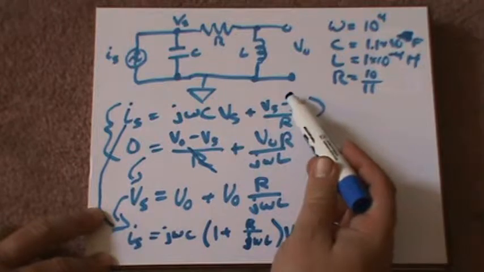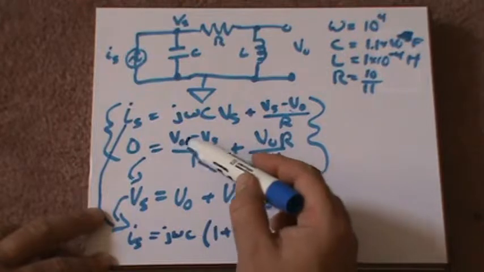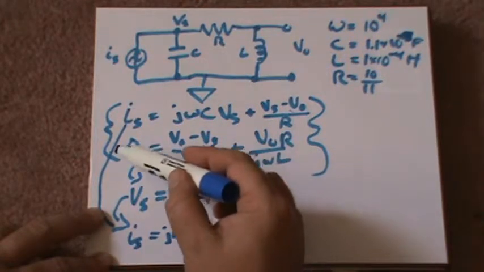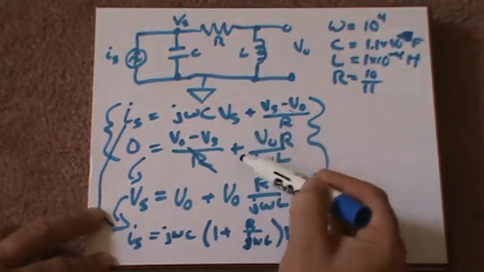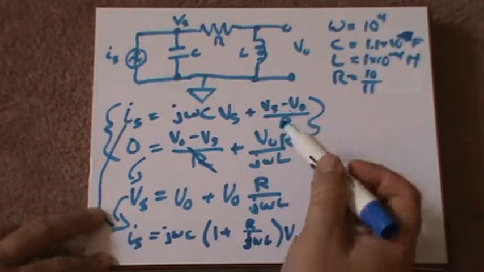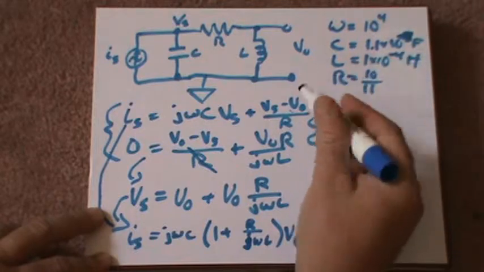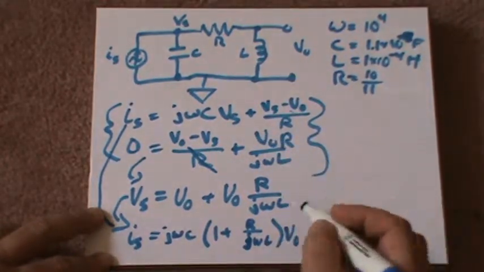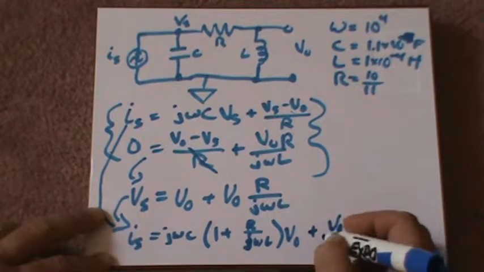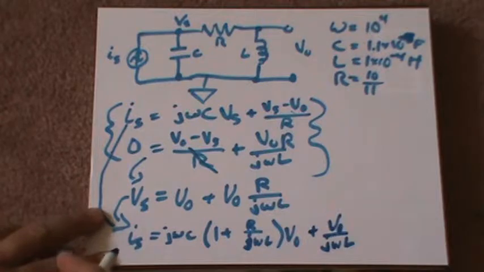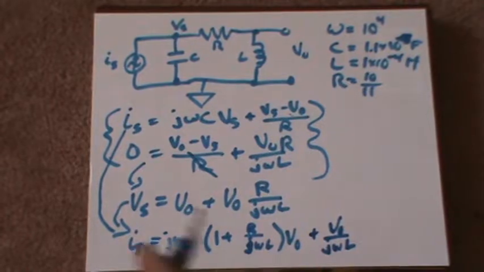Now the easiest way to get that second term, as I indicated just a few seconds ago, is if you consider taking V0 minus Vs over R to the other side. I'd have Vs minus V0 over R, which is this. That's got to be equal to this term right here. V0 R, or sorry, the R gets taken out. So I end up with V0 over j omega L. So I can replace this by V0 over j omega L. So that gives me my nice expression for I sub S.